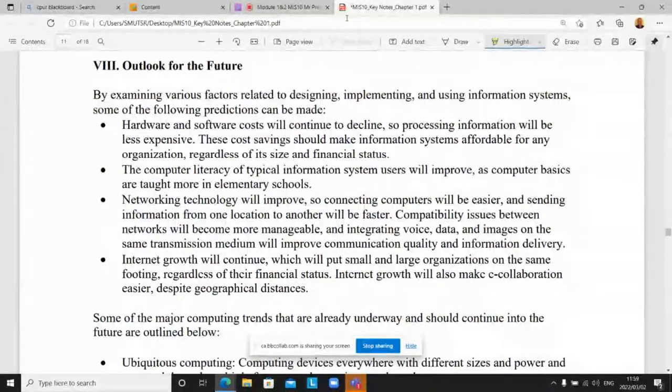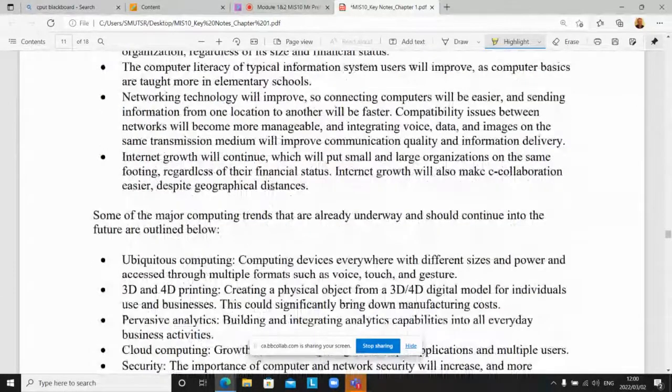We do have a question or two on this, but it is non-critical. I think what we are looking at here, students, is that hardware and software costs will continue to decline. Computer literacy will improve. Networking technology will improve. We know this. Internet growth will continue. There are many generic questions if you are asked about the future of information systems. There is quite a lot you can say there. I'm not going to highlight anything there.